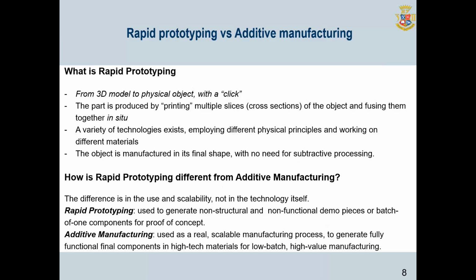Rapid prototyping is used to generate non-structural and non-functional demo pieces or batch of one components for proof of concept. Additive manufacturing is used as a real scalable manufacturing process to generate fully functional final components in high-tech materials for low-batch, high-value manufacturing.